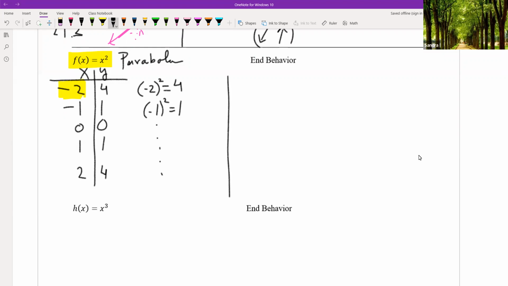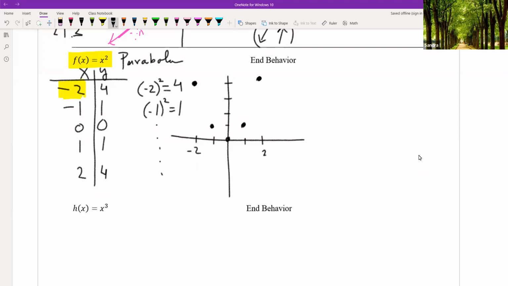And let's go ahead and do the graph. And so then I can see that this is a -2. My graph, it's not drawn to scale. -1 and 1. 0, 0. 1 and 1. And then 2 and 4.